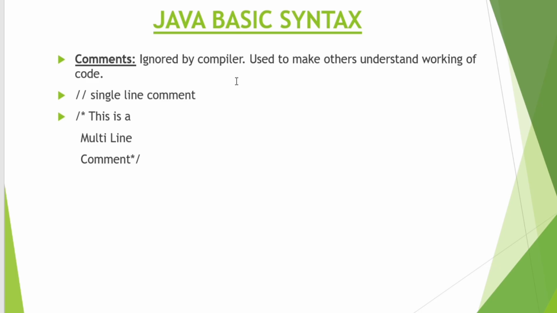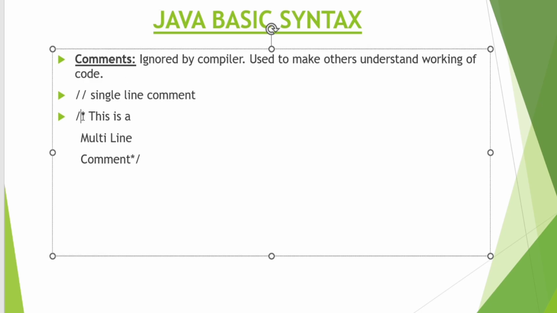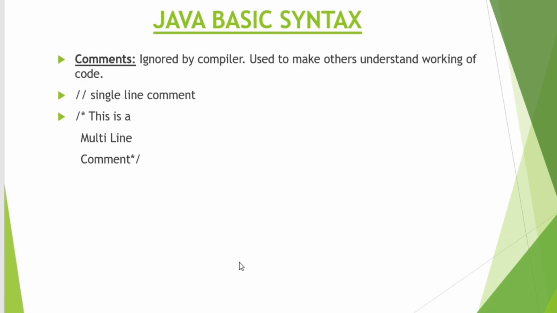For single line comments, you should use two slashes. Double slash is used to write single line comments, and for multi-line comments you should use a slash and asterisk when starting the comment, and an asterisk and slash when ending the comment. So all these three lines will be considered a multi-line comment. You can see this example of comments in this particular code.